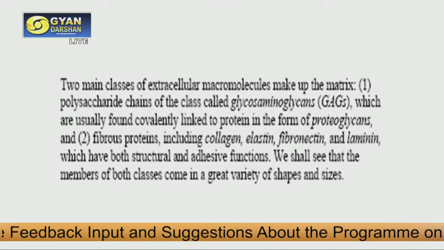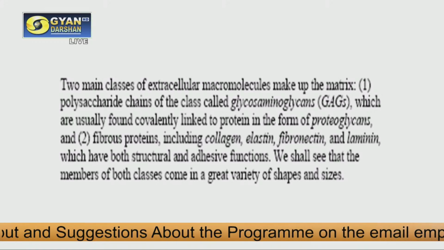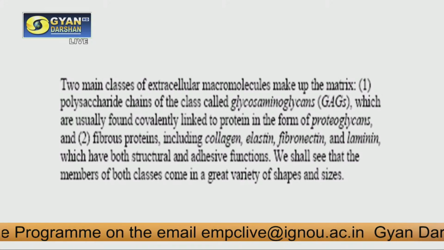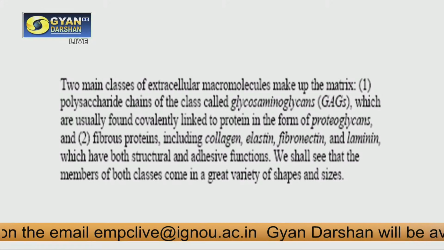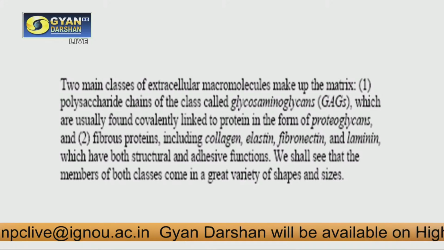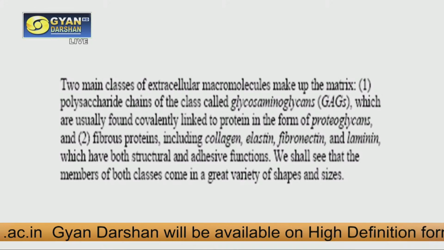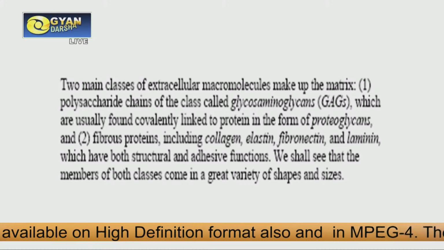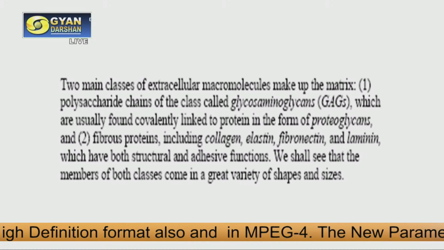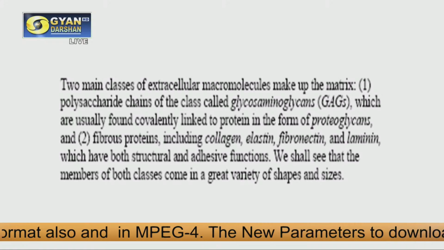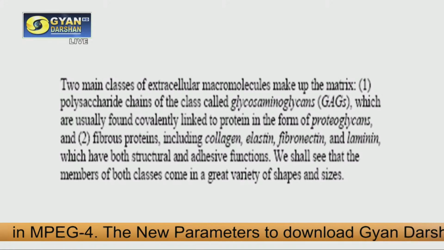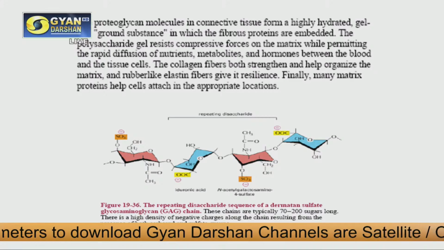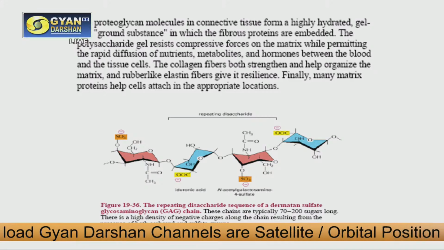So two main macromolecules, as I said, are the components. One is glycosaminoglycan or GAGs, which are covalently linked to protein in the form of proteoglycans. So in an ECM you have the proteoglycans, that is the GAGs, linked to protein. And what are those proteins? You have the different fibrous proteins including collagen, elastin, fibronectin and laminin, as I have already mentioned. Now we take up the first component, that is the glycosaminoglycans or the proteoglycans.